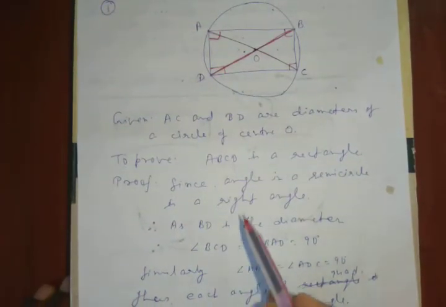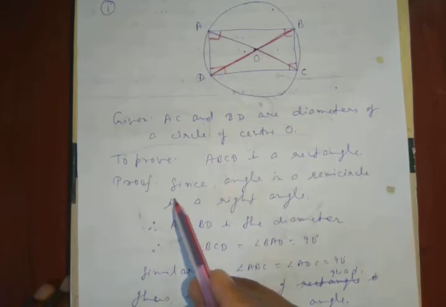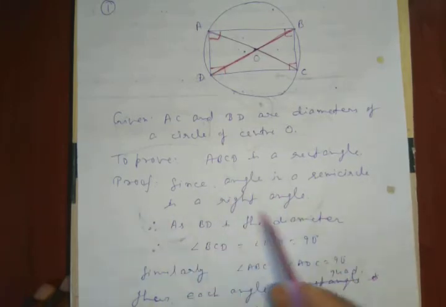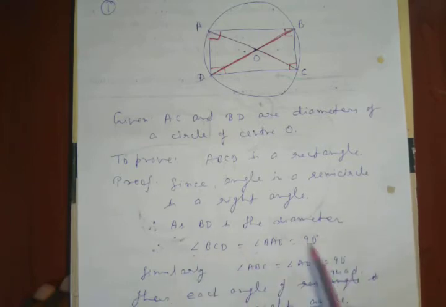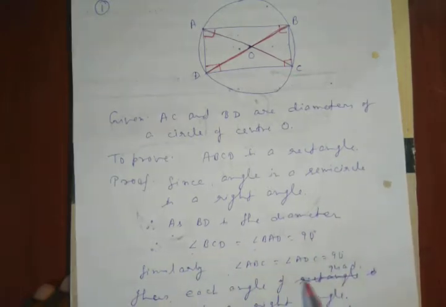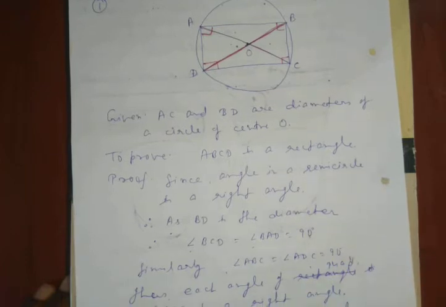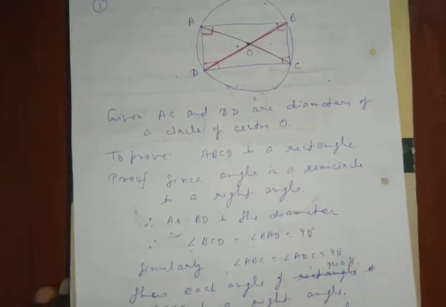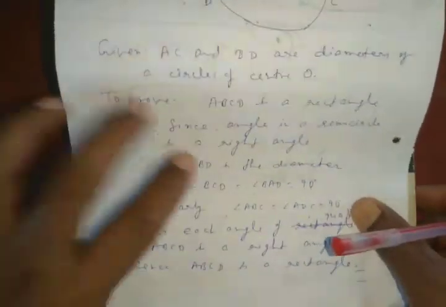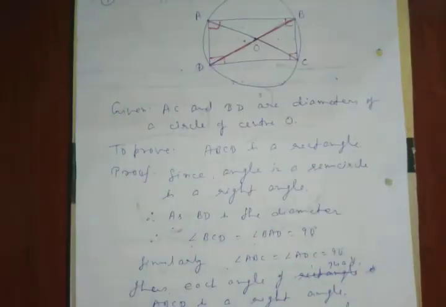That's simple. Just write that the angle in a semicircle is a right angle, and as AB is the diameter, so this and this are 90 degrees, and similarly this and this are 90 also. So each angle of the quadrilateral ABCD is a right angle, and therefore ABCD is a rectangle. So this is the first solution. The next is this.